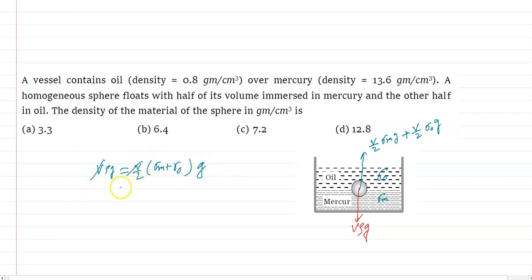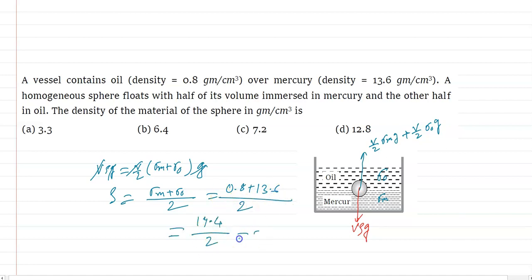V will be cancelled out, and g also will be cancelled out. Rho will be (sigma m plus sigma o) by 2, which is (0.8 plus 13.6) by 2, that is 14.4 by 2, meaning 7.2 gram per centimeter cube. Okay, C will be the answer.